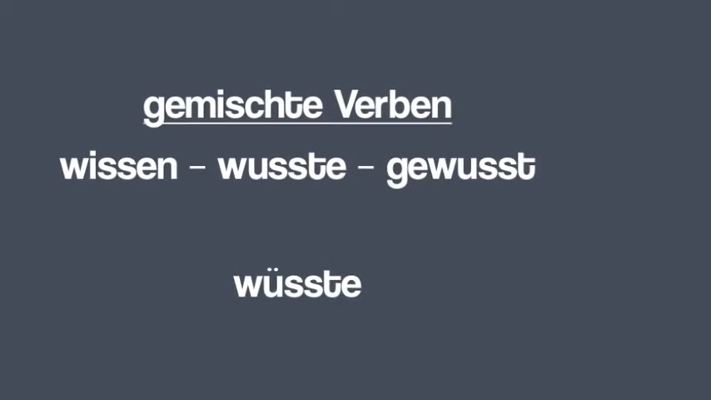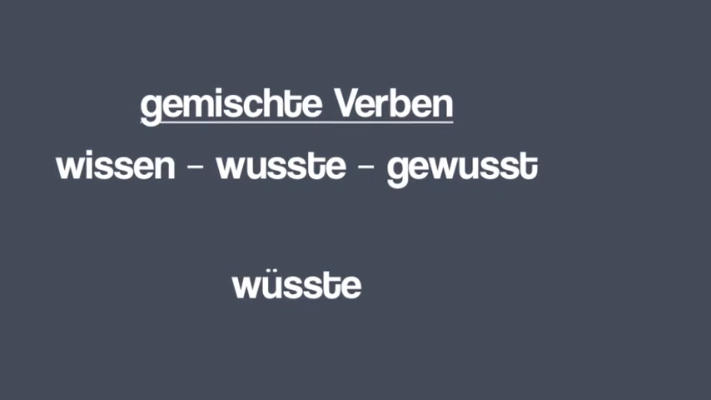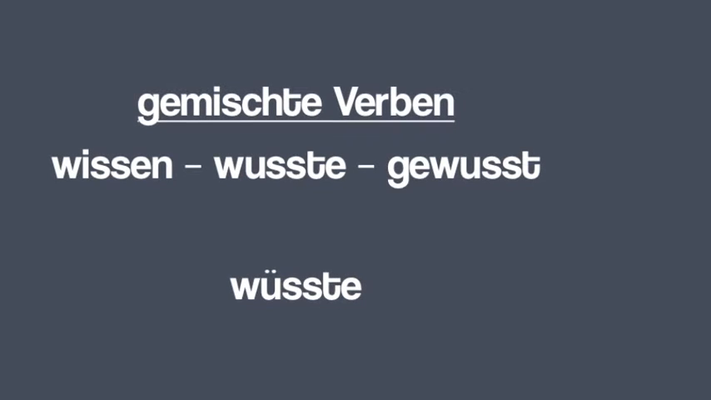To form the Konjunktiv II from mixed verbs such as wissen, you simply take the Präteritum form, so in this case wusste, and add an umlaut to the vowel. So for wissen, the Konjunktiv II form is wüsste.